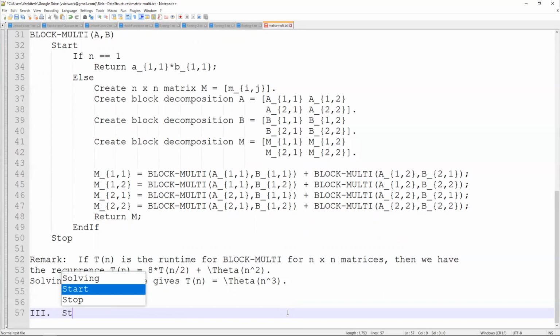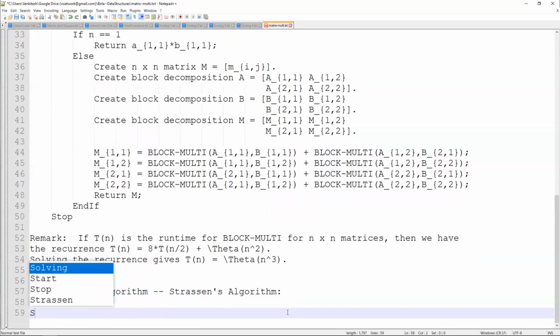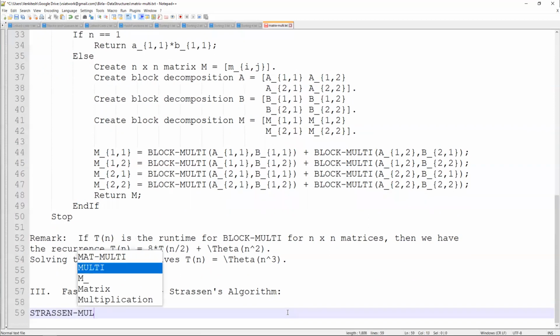Okay, so what is the improvement? That is called Strassen's algorithm. Okay, so let me write it clearly. Faster algorithm, and that is called Strassen's algorithm. Okay, it's given by a person called Strassen. So what do we give this name? Let's call this Strassen multi. Okay, again, inputs are A and B.